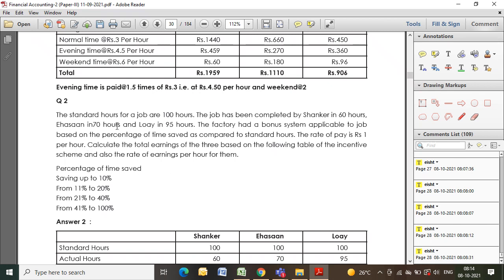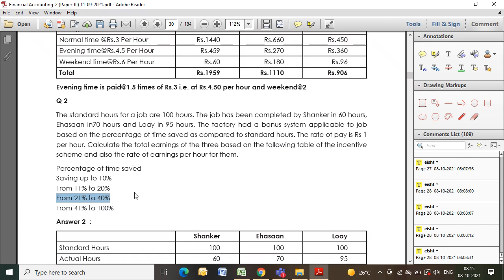Question number 2 says that the standard hours is 100. Shankar has done the job in 60 hours, which means he has saved 40%. So he will come here. Ehsan in 70 and Loe in 95. The factory had a bonus system applicable to jobs based on time saved. The rate of pay is 1 per hour. So the normal rate is 1, but then there is an incentive. Calculate the total earnings of the three based on the table of the incentive scheme.